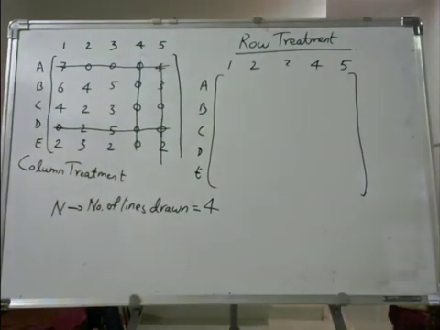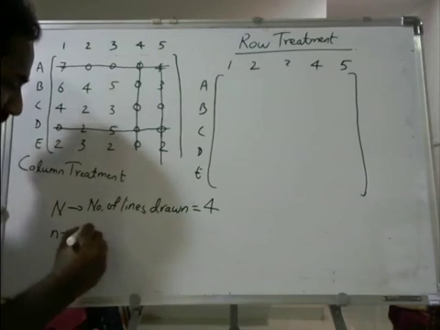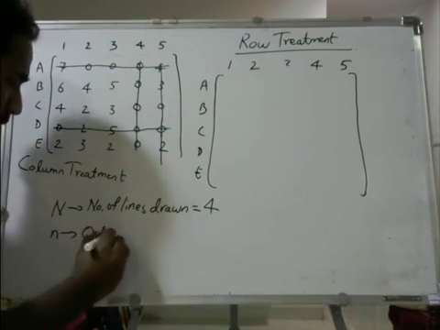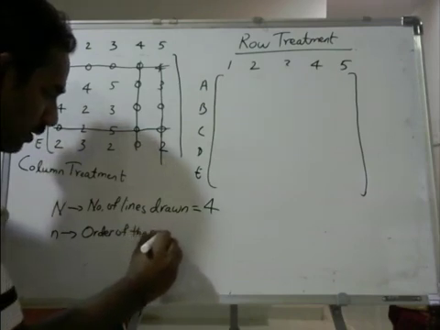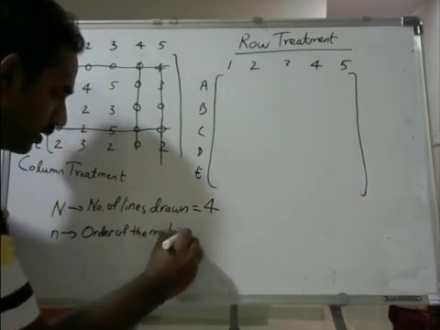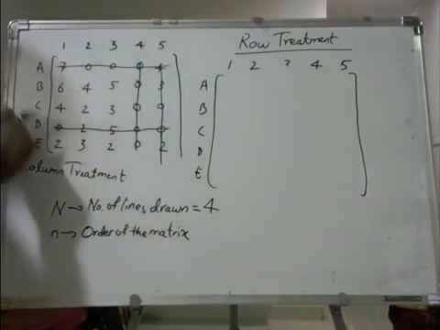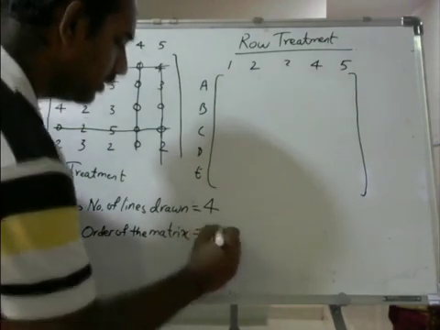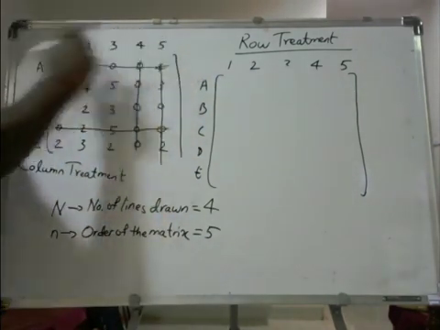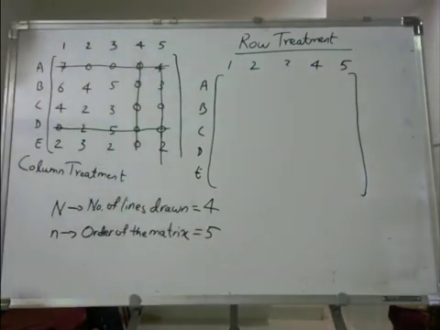Now one more thing I have to see, that is small n. Small n is nothing but the order of the matrix. Now the order of the matrix is 5 into 5, that is 5. Here you have 5 rows and 5 columns. So the order of the matrix is 5.